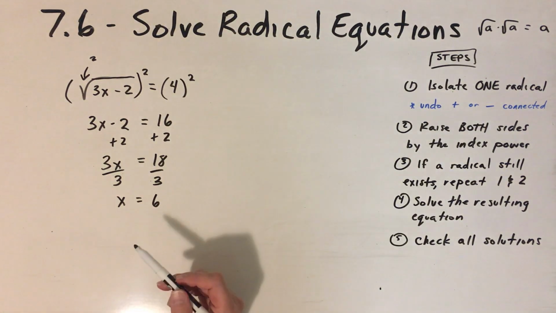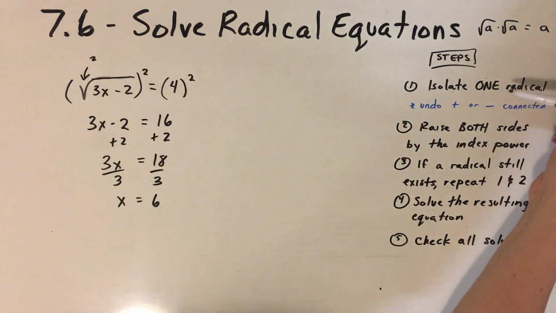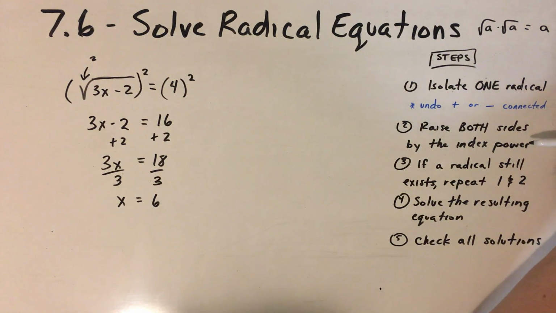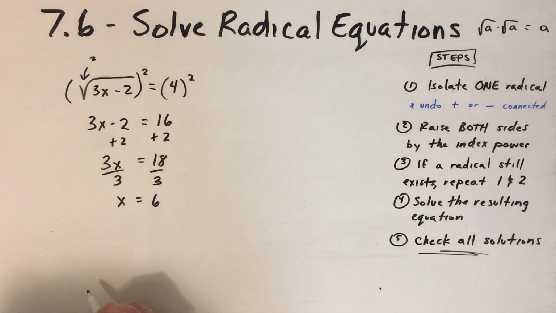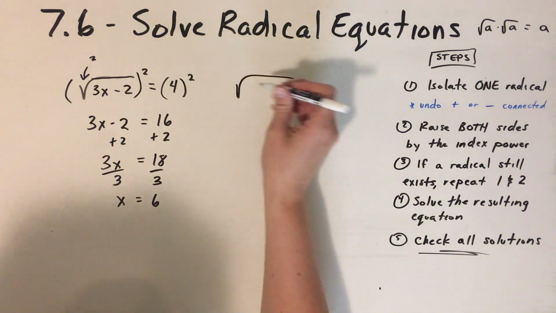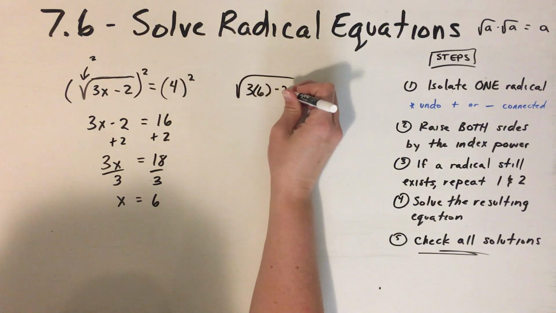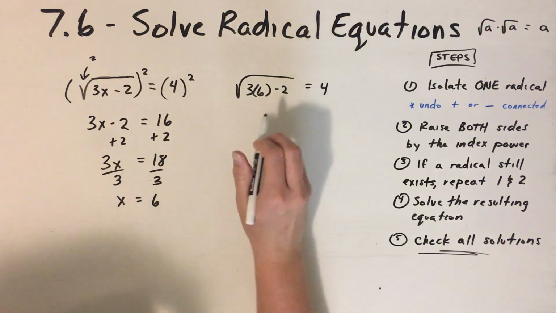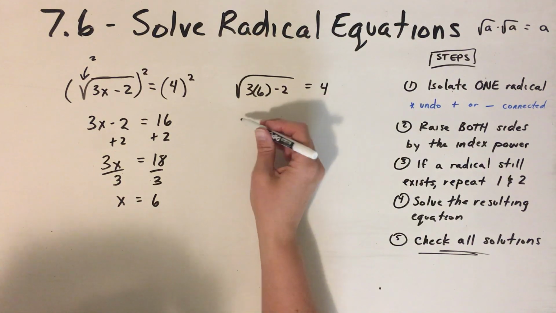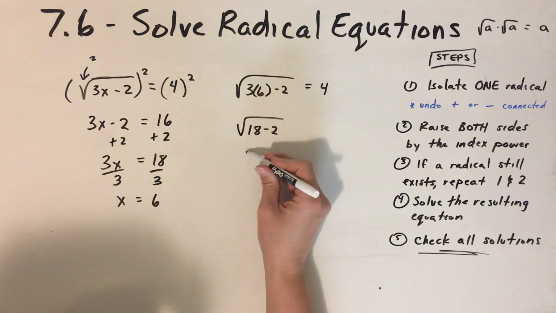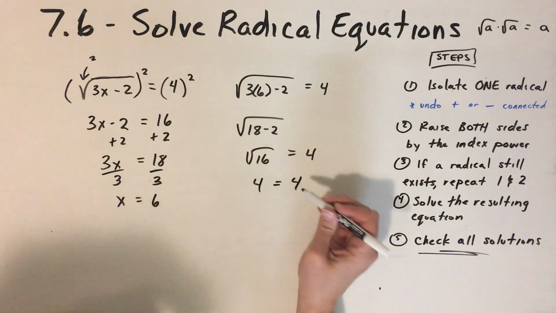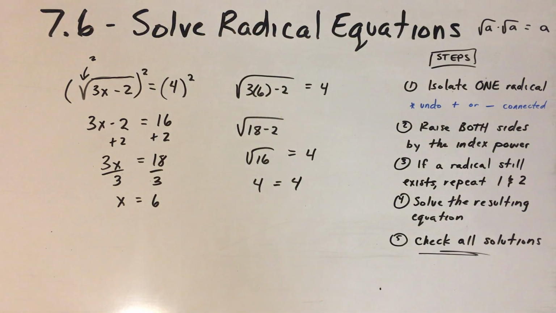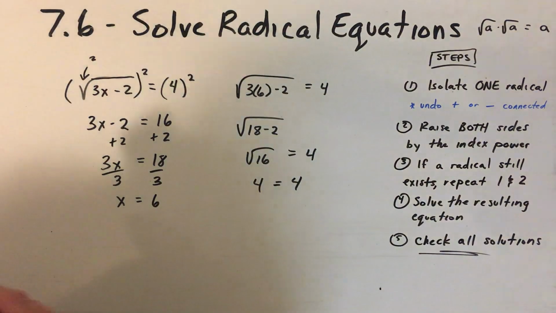Now, this only had one radical in it, so I isolated it. It was already isolated. We raised both sides to the power of the index, and I didn't need to repeat steps 1 and 2, and we solved the resulting equation. But we still have to do this last step, and that is to check all of the solutions, because sometimes you can get a solution that does not work. Here, order of operations says I do this multiplication first, so I get the square root of 18 minus 2, which is the square root of 16, and the square root of 16 is 4. So this is a true statement that 4 does equal 4. So that's our first problem.